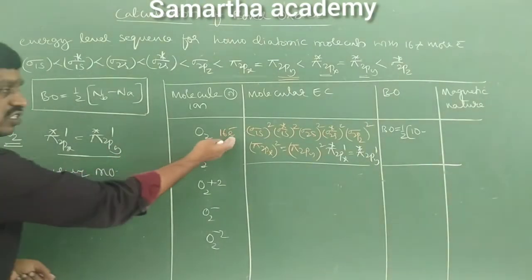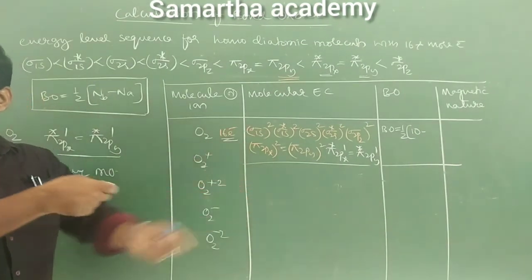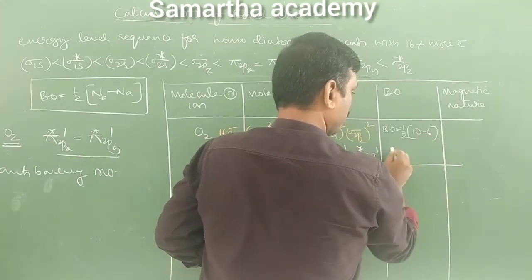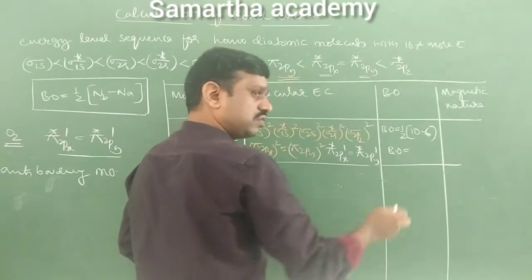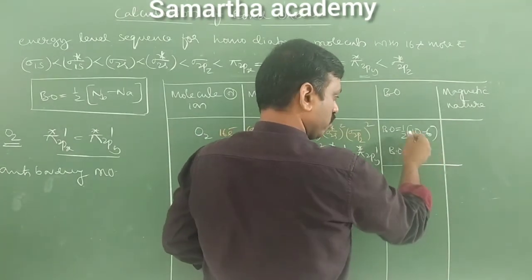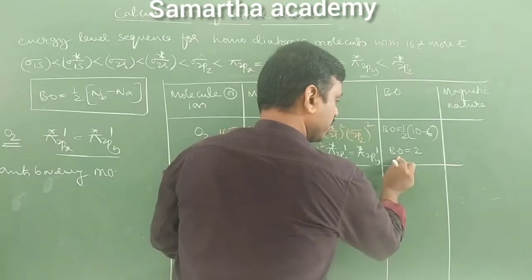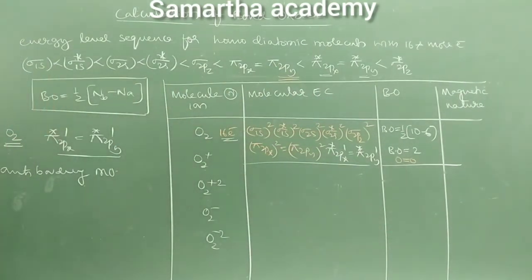Total is 16. Note, total 16 electrons is there. Bonding is 10, means how many anti-bonding? Should be 6, right? So therefore, bond order equals 10 minus 6, it is 4. 4 by 2 is 2. Bond order 2. Bond order 2 means there is an oxygen double bond.